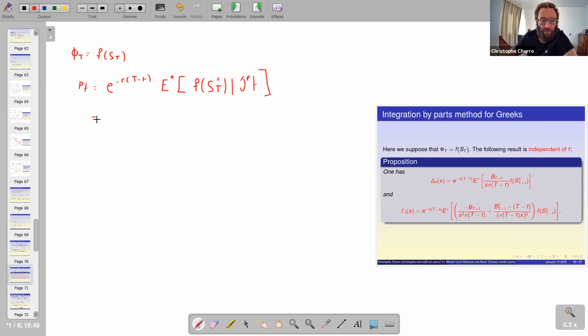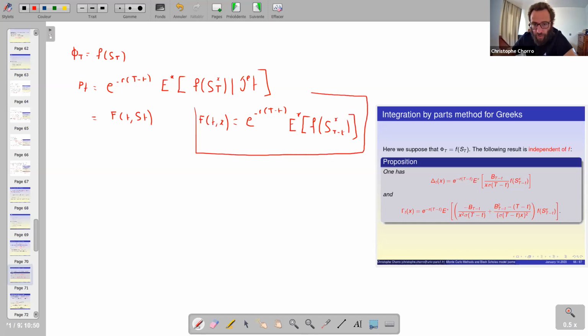We have seen together that the price can be written as f of t, S_t, where f_t of x is given simply by exponential minus r (capital T minus t) times the expectation under P star of f of S capital T minus t, x. So the price function, as I have explained previously, is given by this one.